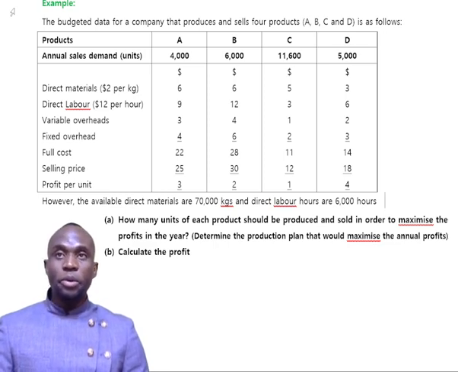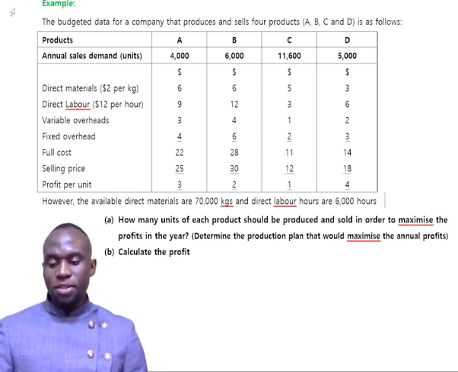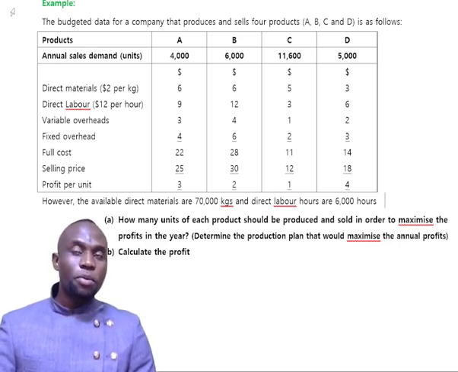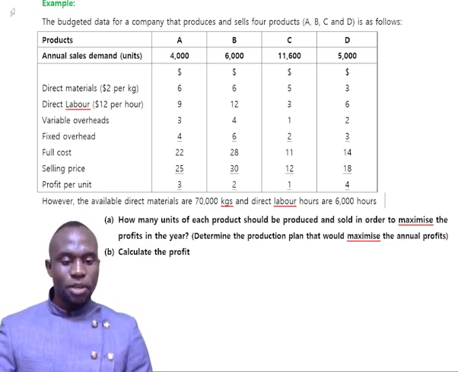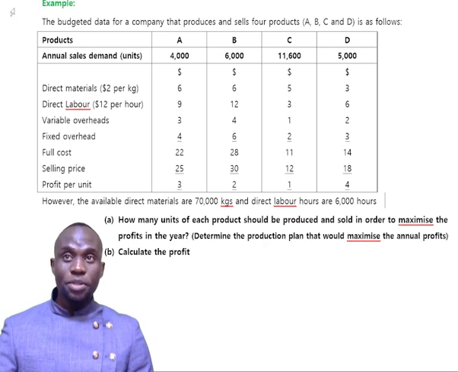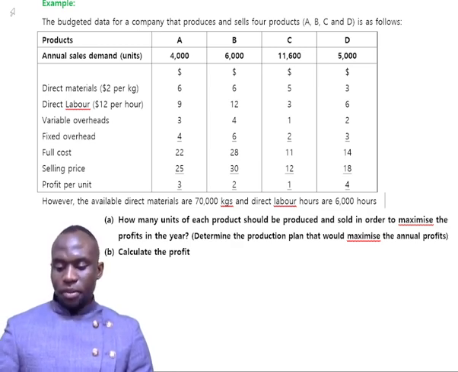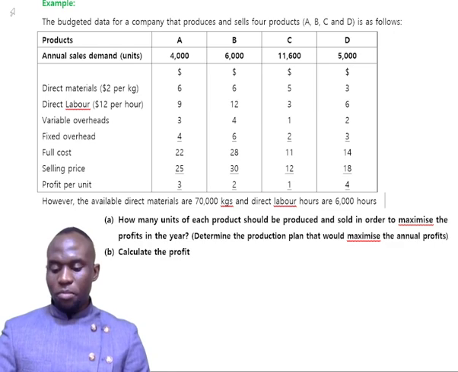So we read the data that is given to us. So the budgeted data for a company that produces and sells 4 products A, B, C, D is as follows. So they have given us the products A, B, C, D. They have given us the annual sales demand in units. They have given us what we need. We need materials, labor, variable overheads. Then they have given us the selling price and the profit per unit.